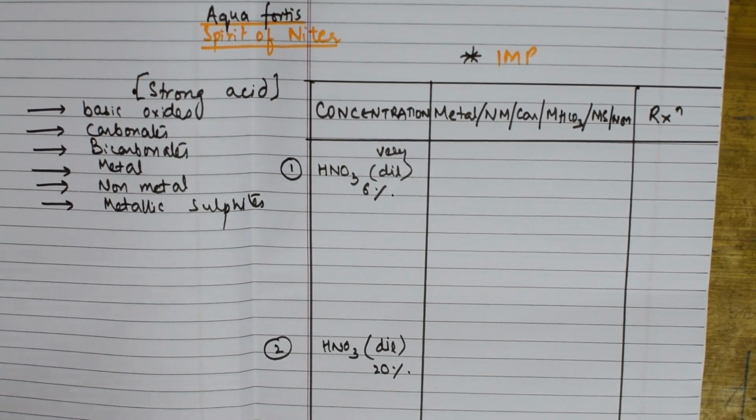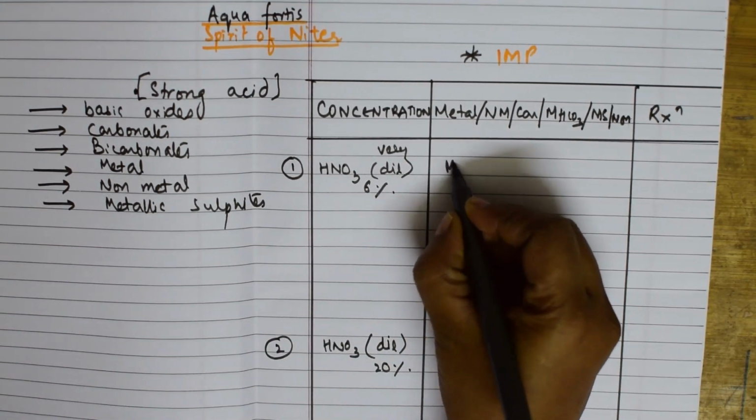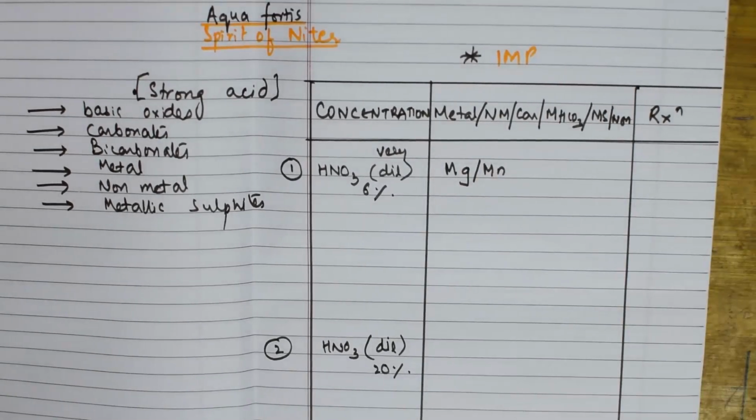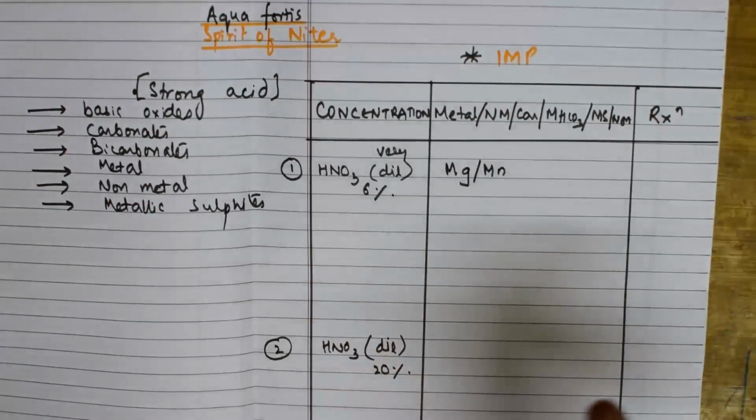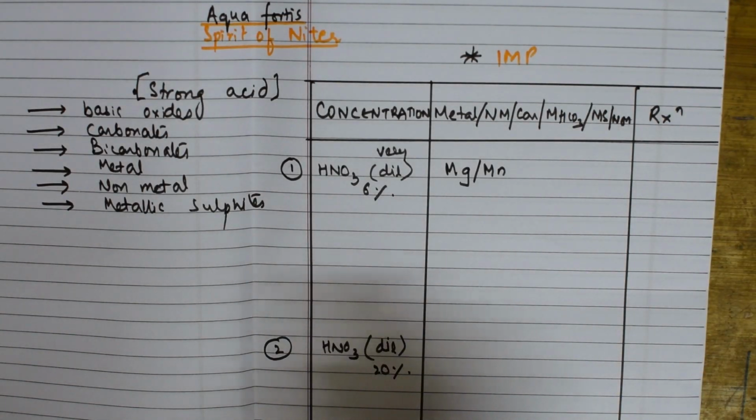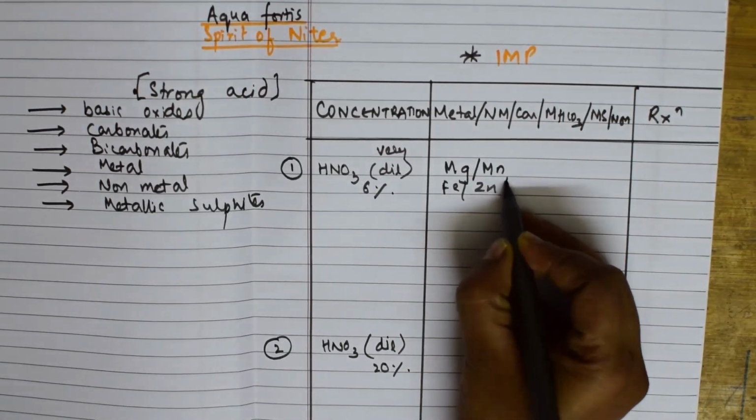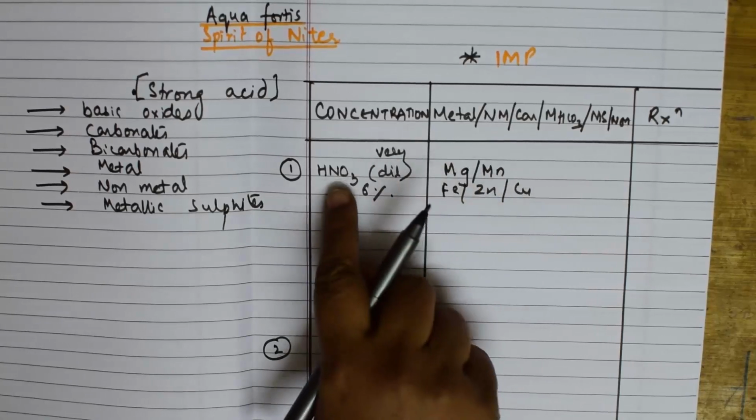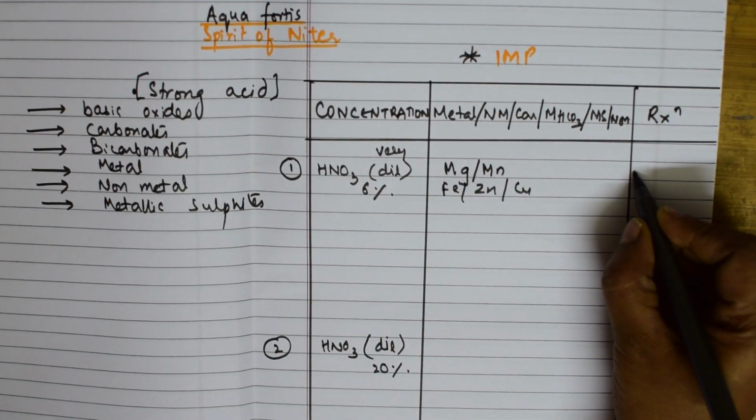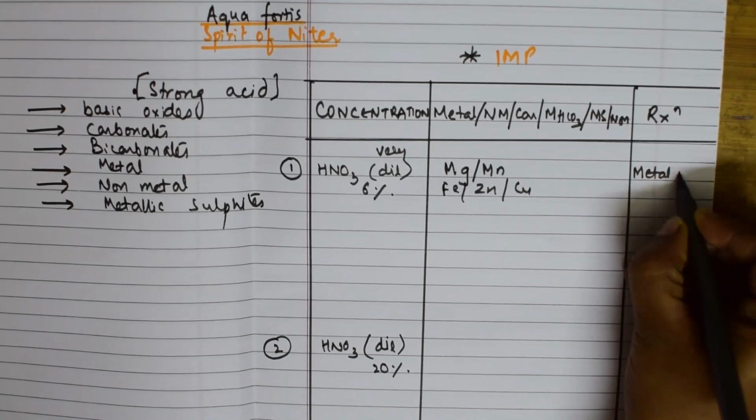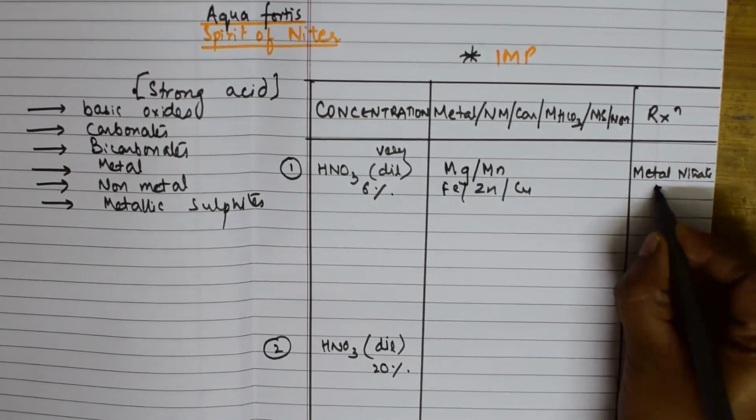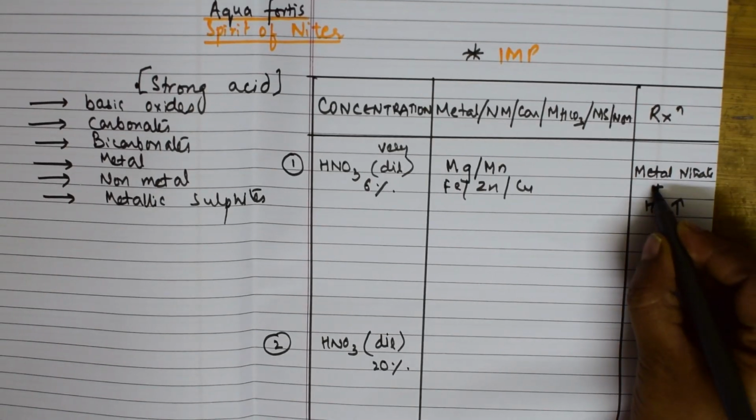We have some concept called the reactivity series, isn't it? Based on that, magnesium, manganese, and if I take iron, zinc, copper also, what do they give? Basically magnesium, manganese, iron, zinc, copper, all these give metal nitrate, plus they give hydrogen gas. Let us see the reactions very soon.